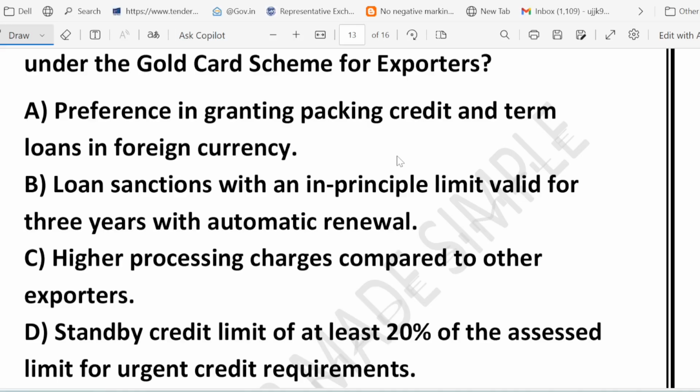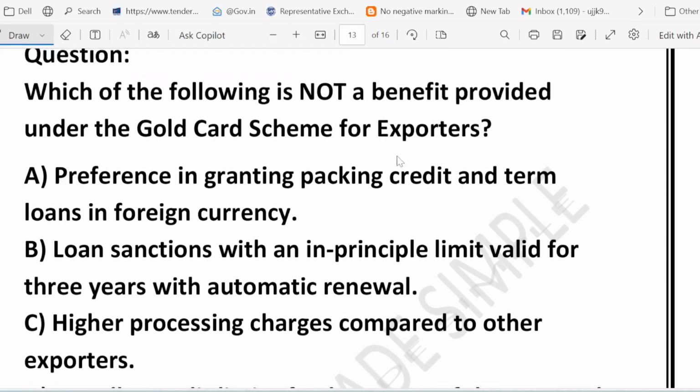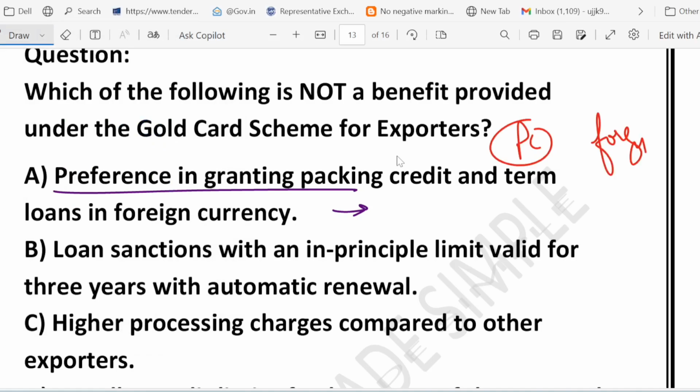D says a standby credit limit of at least 20% of the assets limit for urgent credit requirement. So friends, first of all, option number A, benefit. Preference in loan. Yes, preference in loan, which means that if you need packing credit or a foreign currency loan, in that case the bank will prioritize you. Basically, you don't have to wait in the long line.